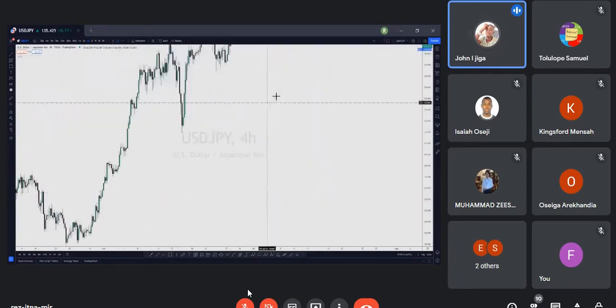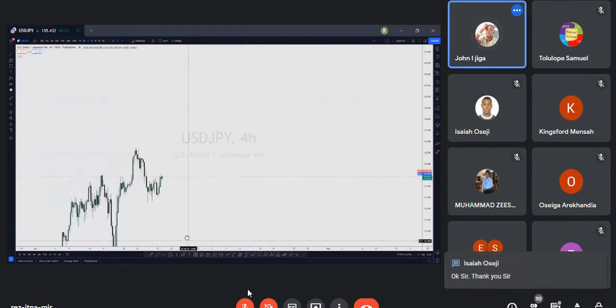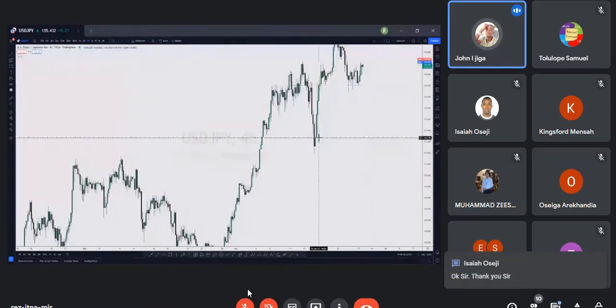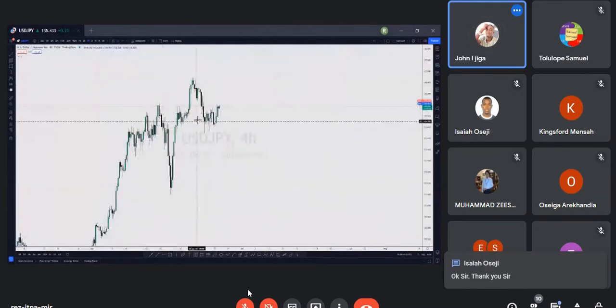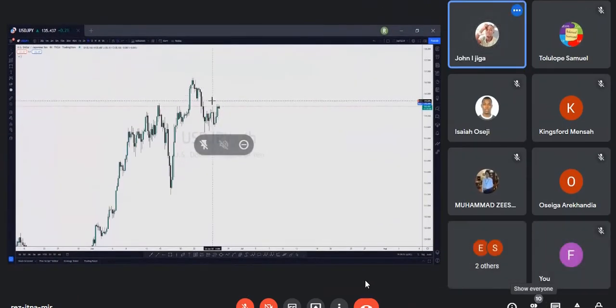So just look for a pair that ranges a lot or loves to retest. For example, GBPUSD, GBPJPY, EURUSD, gold. Gold also loves to retest. Pairs like this are what they do. We can't force that from happening. Okay, is there any other question before we continue?